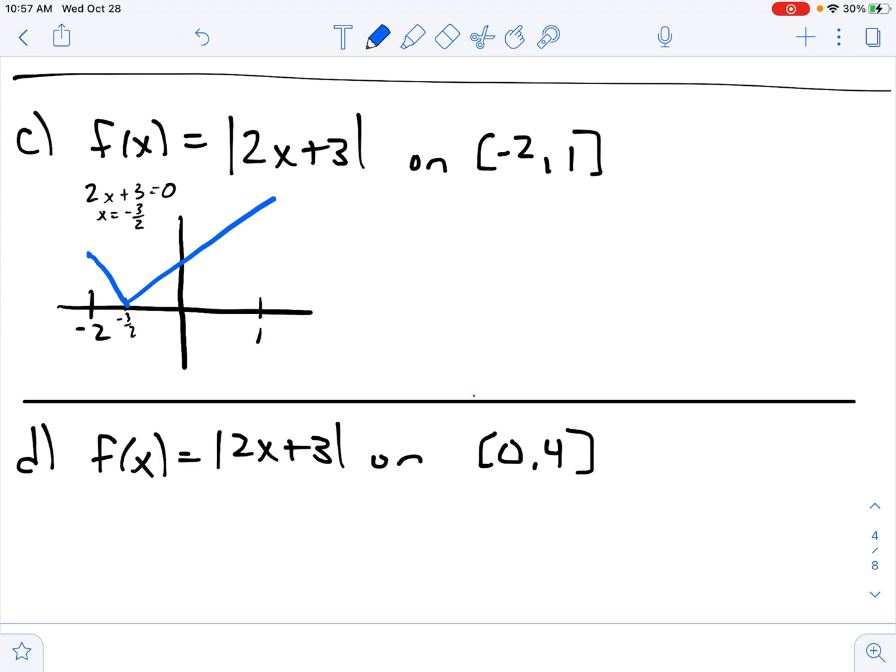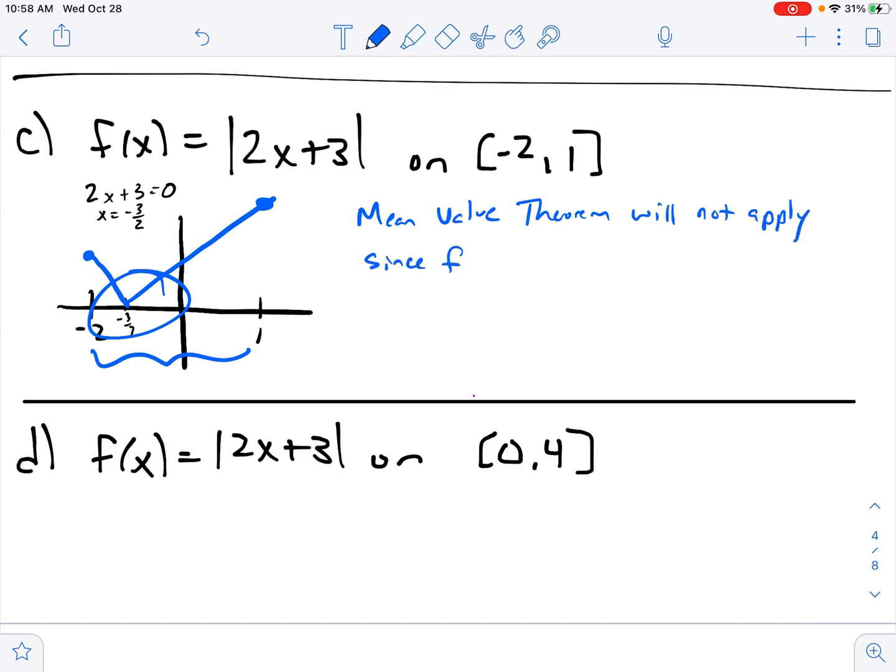Okay. And there's that. There's that. Again, the Y values don't need to be equal for the mean value theorem. But is this thing differentiable on the entire open interval from negative 2 to 1? No, clearly it's not. Okay, so the mean value theorem will not apply since f is not differentiable on the entire open interval from negative 2 to 1. And we're done. Okay.